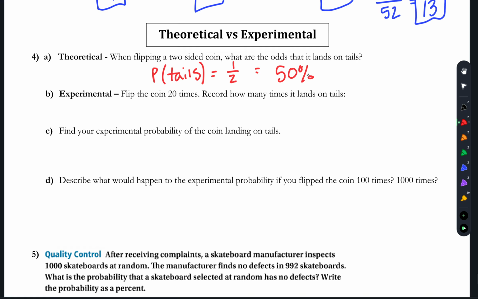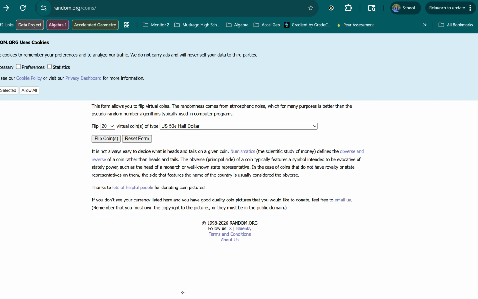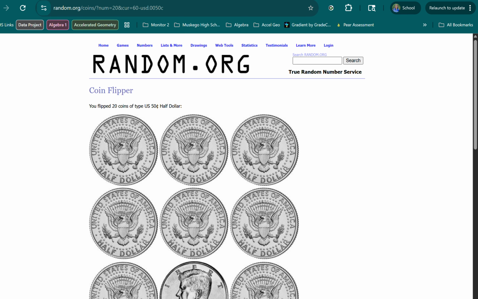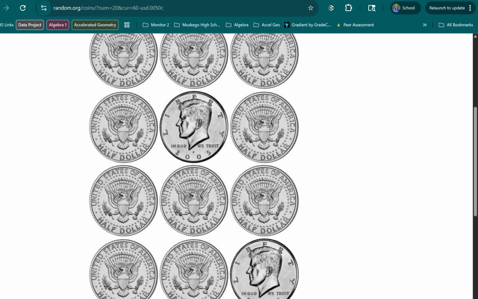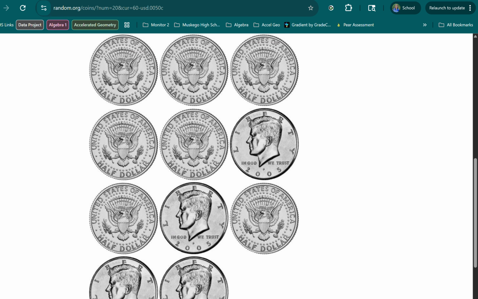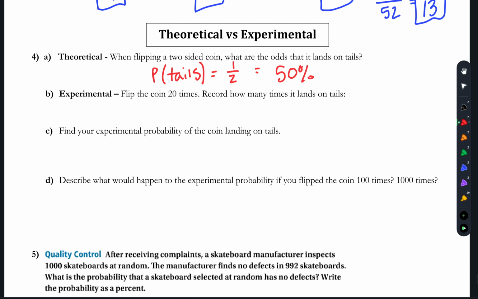So now, I'm going to do an experiment where I flip 20 different coins. We are going to record how many of those times it lands on tails. So I've got my little virtual coin flipper here. It's going to flip 20 coins. Here we go. We're going to count them up. Oh, there's a lot of tails. Okay. So I see 1, 2, 3, 4, 5, 6, 7, 8, 9, 10, 11, 12, 13, 14, 15. Ooh, that was a lot. So that was 15 tails.